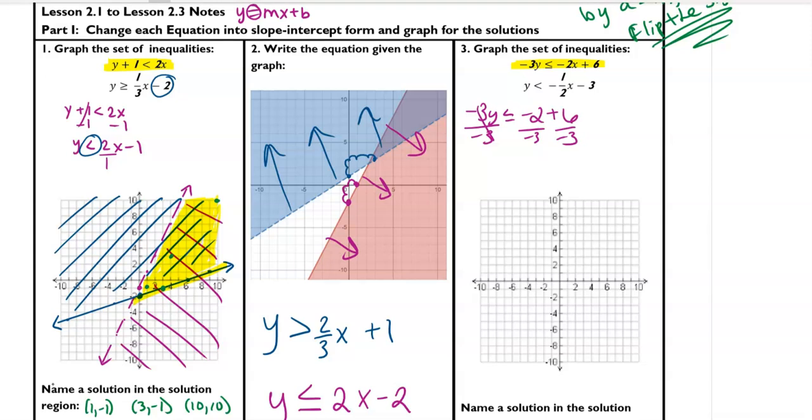So we divide by negative 3, and we are left with y, flip the sign, greater than or equal to, negative divided by negative is a positive, and 6 divided by negative 3 is negative 2. So this is the line I can graph. So we'll say negative 2, our y-intercept. Our slope is positive 2, so up 2 and to the right 3.